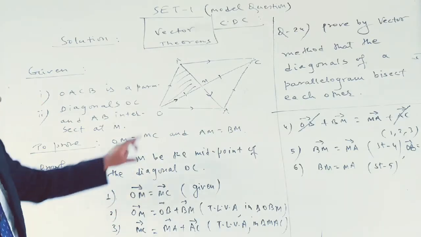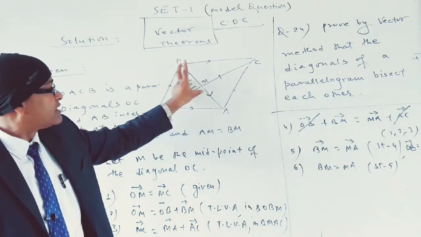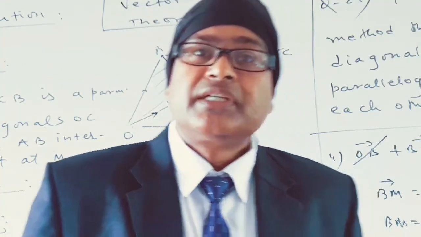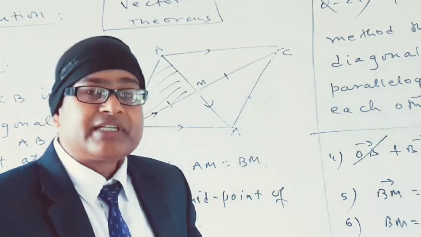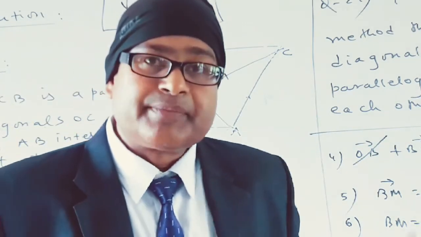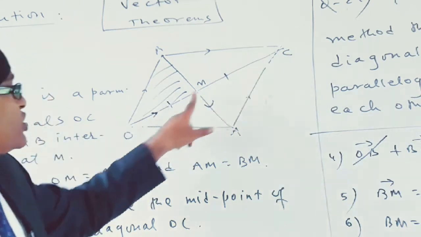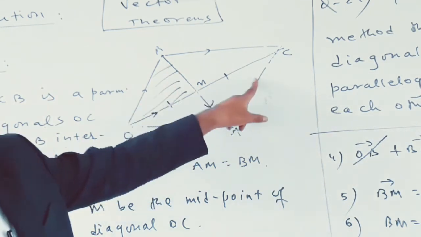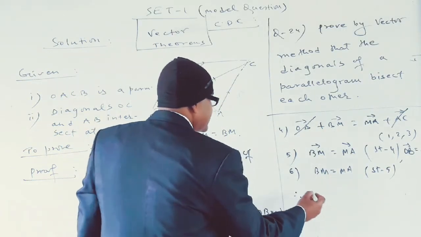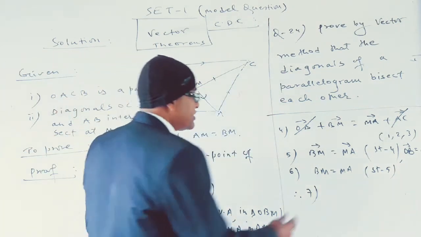So, dear students, by supposing OM is equal to MC, we have got BM is equal to MA. That means if we suppose M as the midpoint of the first diagonal OC, then we get M as the midpoint of the second diagonal also. It means the diagonals of a parallelogram bisect each other. So we are able to prove OM is equal to MC and BM is equal to MA by supposing M as the midpoint of OC.